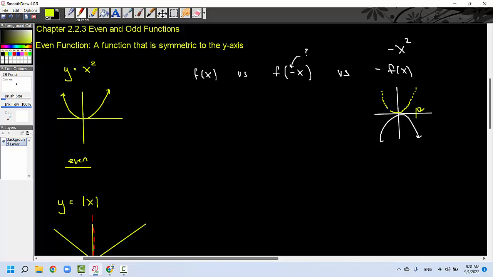And so now from here, what would make sense about this transformation? Well, if we were to draw this thing, here's our standard parabola here.